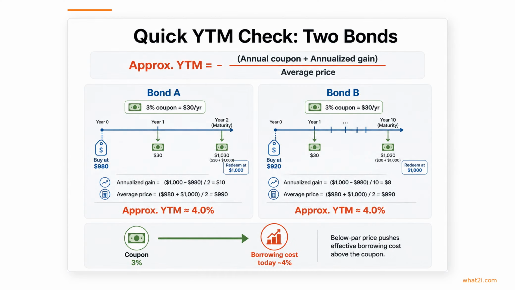There's also a handy shortcut for estimating yield to maturity without a calculator. If you add the annual coupon to the annualized gain and divide by the average price, both of these below-par 3% bonds come out near 4%, showing that borrowing costs today can sit above the stated coupon.